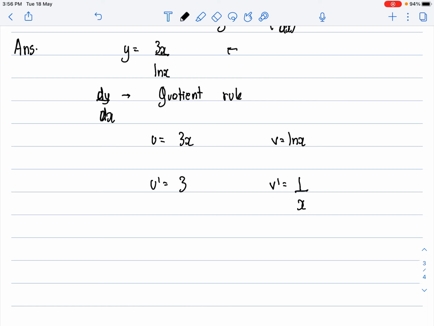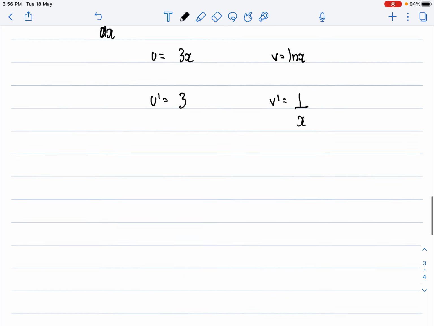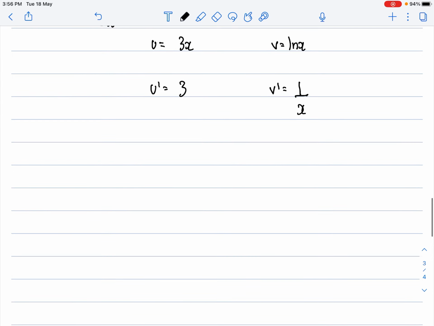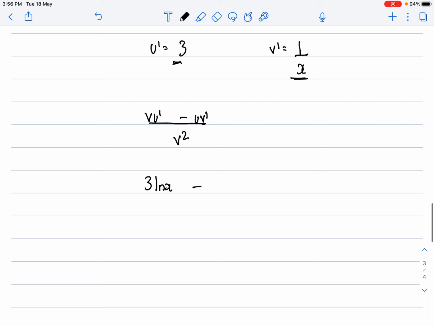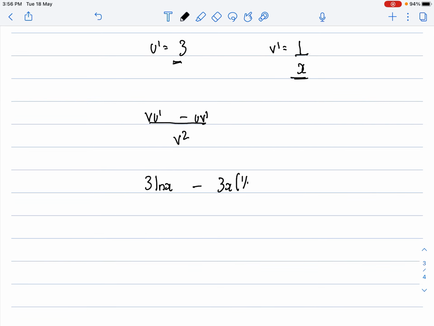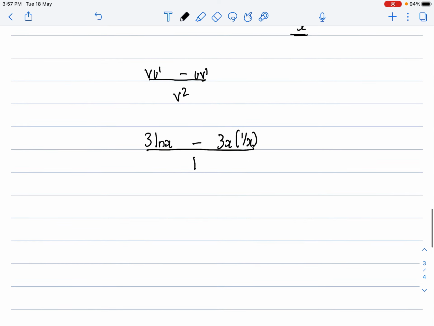So basically the formula which I use for the quotient rule is simply v u dash minus u v dash over v square. So v u dash basically means 3 ln x, v into u dash, minus u v dash, which is basically 3x into 1 over x, over v square, which is ln x the whole square.